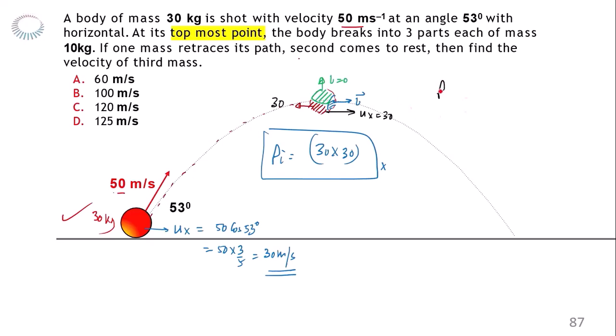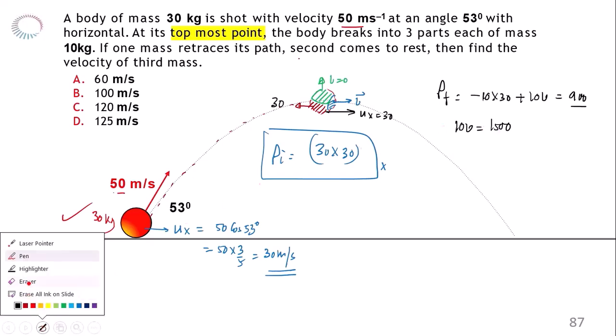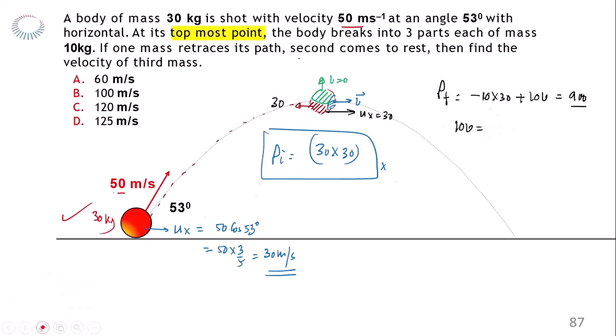So final momentum, what can I write? Final momentum should be equal to, for the red mass, minus 10 into 30. Why? Because this particle is moving in the negative direction. And for the blue particle, the 10 should be multiplied with the V. Total momentum is 900. So ultimately, 10V should be equal to 900 plus 300, sorry, that is 1200. 900 plus 300 means 1200. So ultimately V I am getting is 120 meter per second.